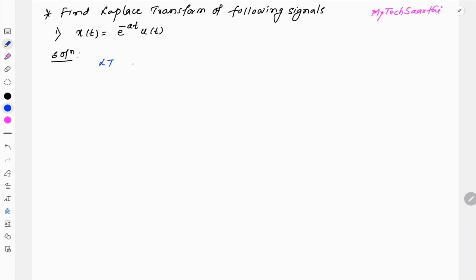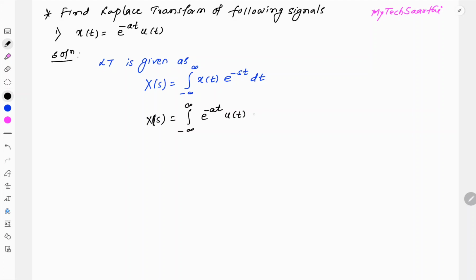So we know that Laplace transform is given as x of s equal to integration minus infinity to plus infinity x of t e raised to minus st dt. Now substitute the value of x of t in this equation. So we get x of s equal to integration minus infinity to plus infinity, x of t is e raised to minus at into u of t, and the basis function e raised to minus st dt.